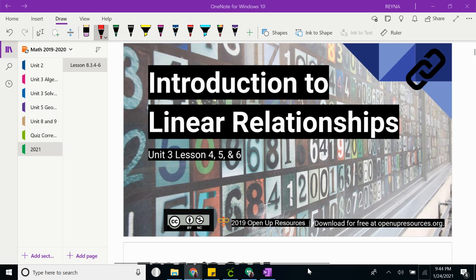Hi everybody, today we're going to be talking about linear relationships and how that is connected to slope, y-intercept, and other things like that. So let's get started.